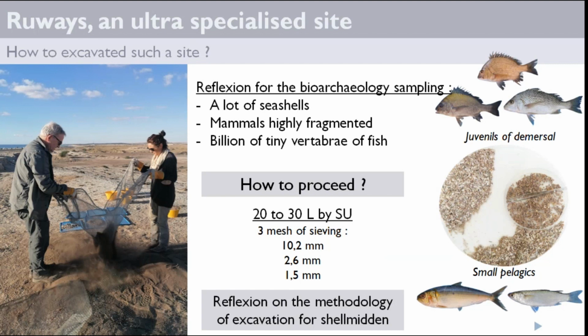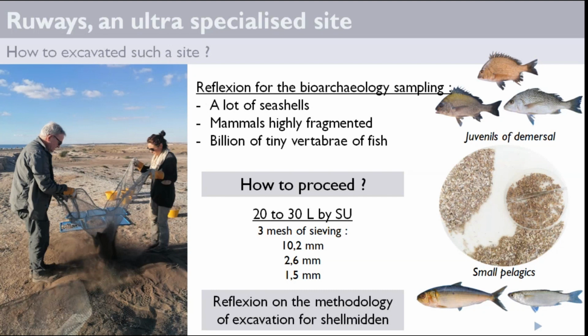Different kinds of taxa were present in the site. There is a lot of seashell, with a big part very well preserved. The mammals and turtle were present in quantity, but highly fragmented, and there were billions of tiny vertebrae of fish. So we decided to proceed by sampling 20 to 30 liters of sediment by stratigraphic unit, and to perform 3 kinds of sieving: the one of 10 millimeters, the one of 2.6 millimeters, and the one of 1.5 millimeter.